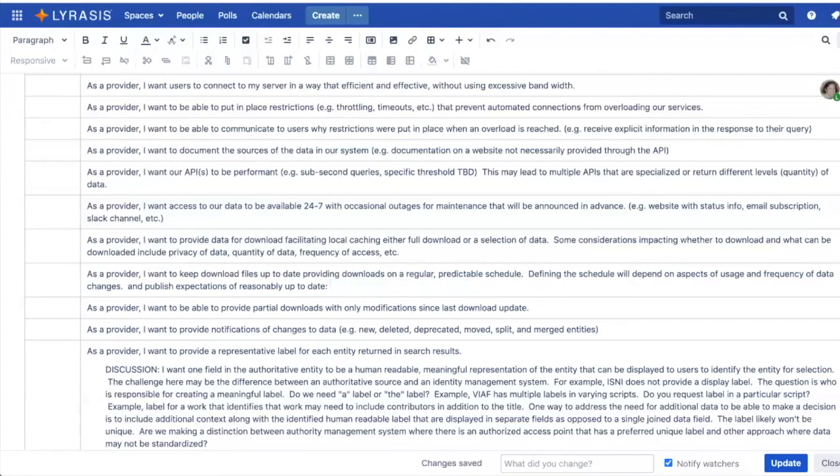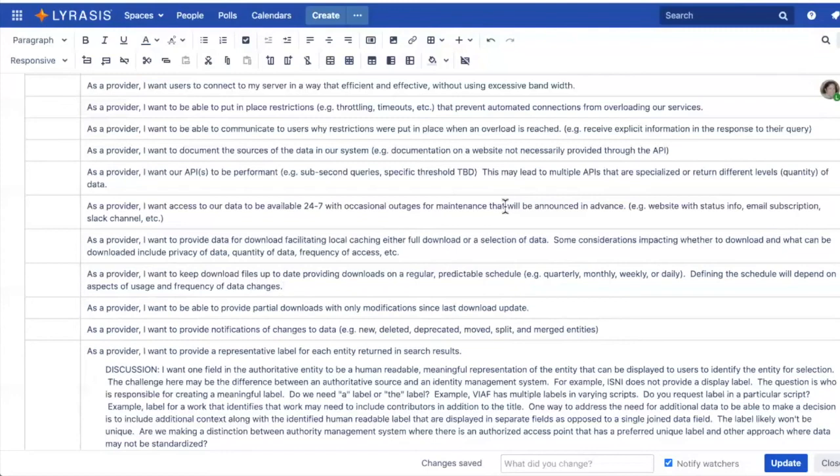Sorry, let me finish typing and then I'll express my thoughts. A predictable schedule, and then, for example, quarterly, monthly, weekly, daily, and defining the schedule will depend on aspects of usage and frequency of data changes. The example you were giving of doing it immediately upon change would be for something that's changing really frequently. I know there are going to be some technical challenges trying to do it every time the data changes.